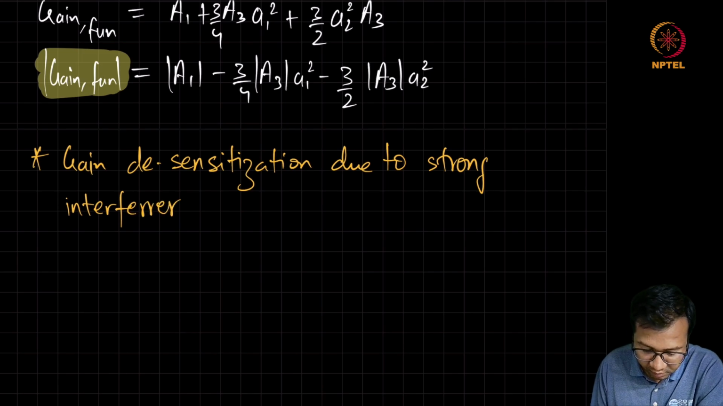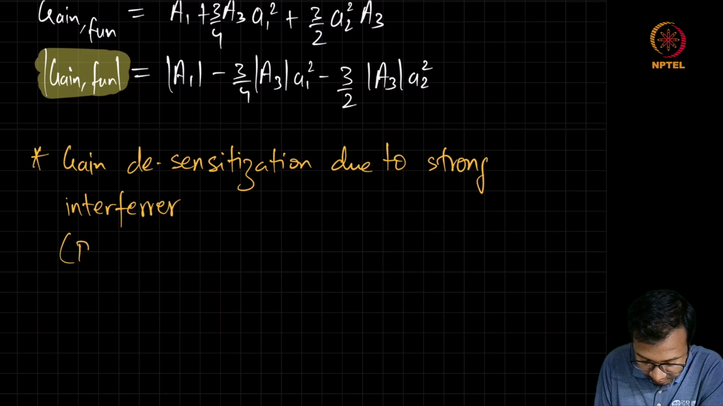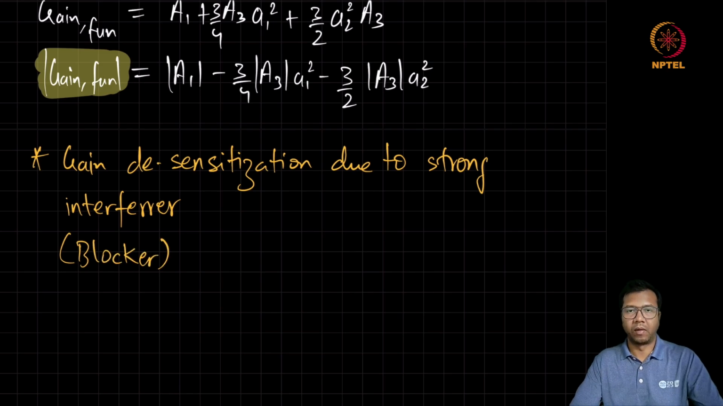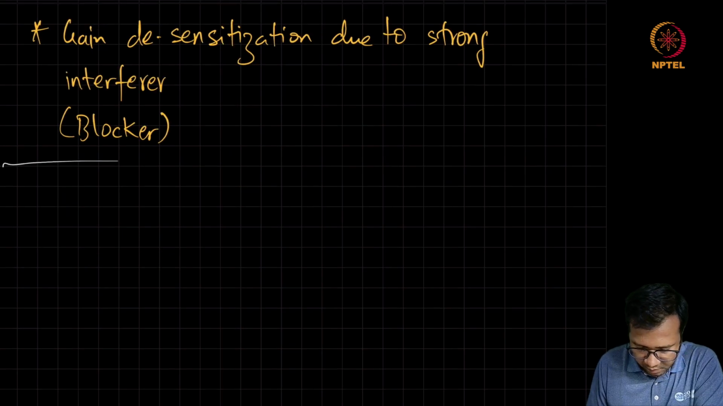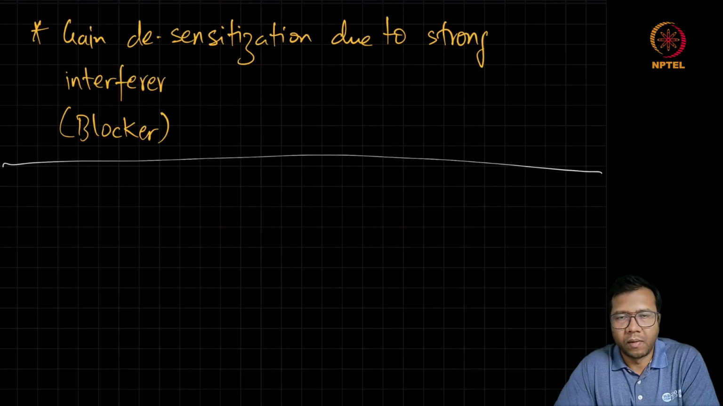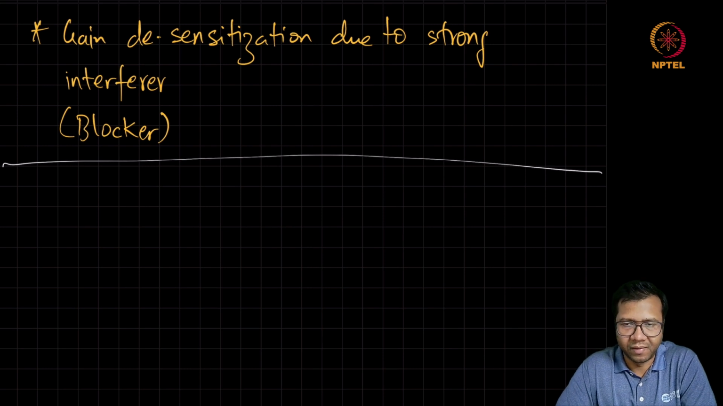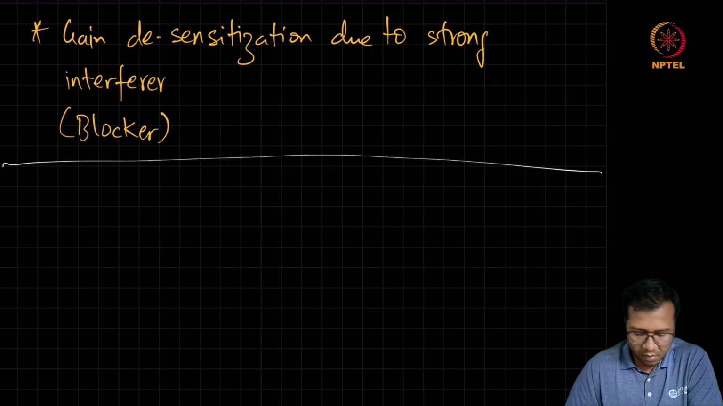It is also called a blocker. If the blocker interferer is very strong, then there is no gain for the desired signal. So we have seen the case when you have only a single tone as the desired signal, in the absence of blocker and the presence of blocker.